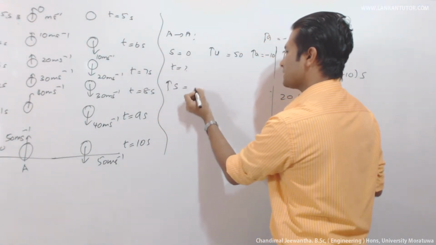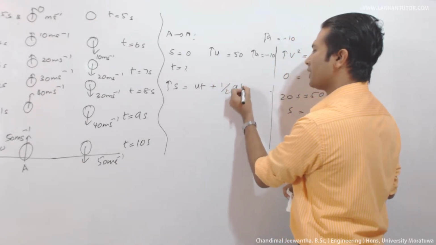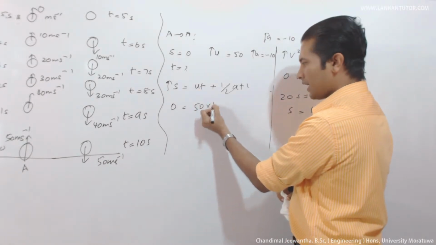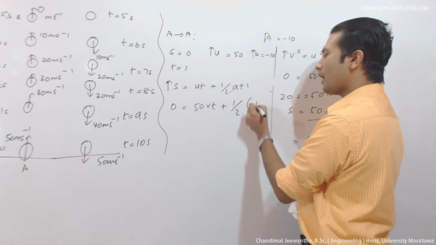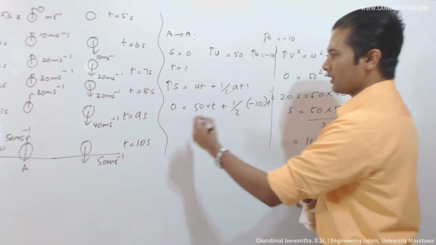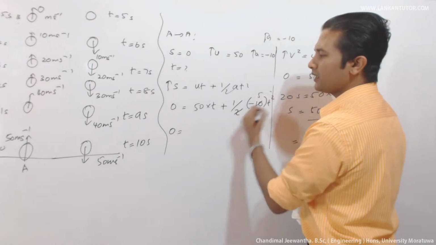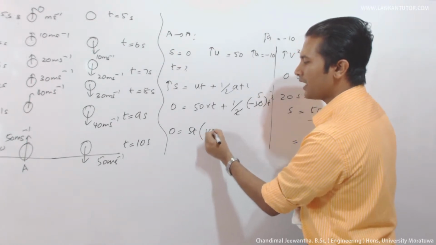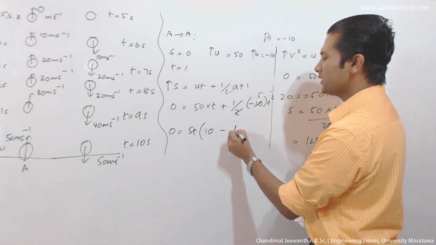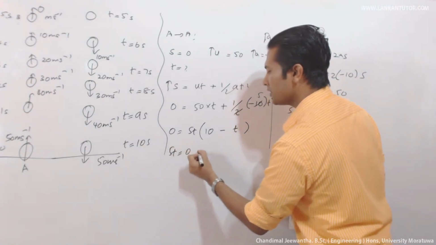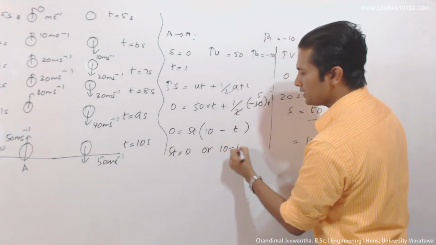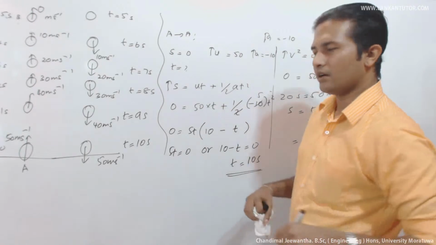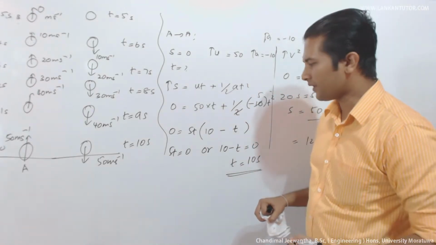Let's see what happens. s equals ut plus half at squared. s equals 0, the initial velocity is 50, the time taken is t, then half into minus 10 into t squared. As a common factor, 5t can be taken out. So 50t divided by 5t is 10, minus t. So 5t equals 0 or 10 minus t equals 0. Then we can conclude the time is 10 seconds, which is the time of flight.